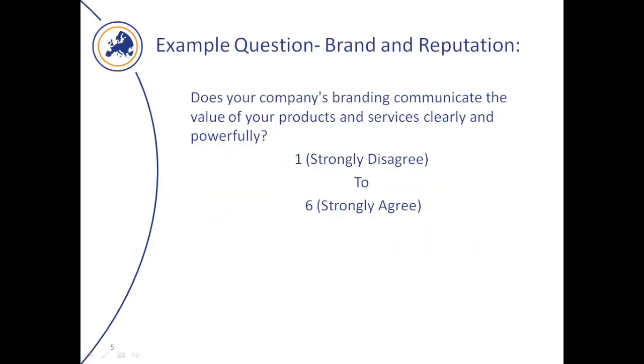So just as an example, here's a question in relation to brand and reputation. The question says, does your company's branding communicate the value of your products and services clearly and powerfully? So what happens is a business will pick on the scale from 1 to 6. So 1 is they strongly disagree and 6 is they agree. So by saying they disagree, it means that they don't think that the company's branding communicates the values of the products and services, whereas 6 means they strongly agree with that statement.